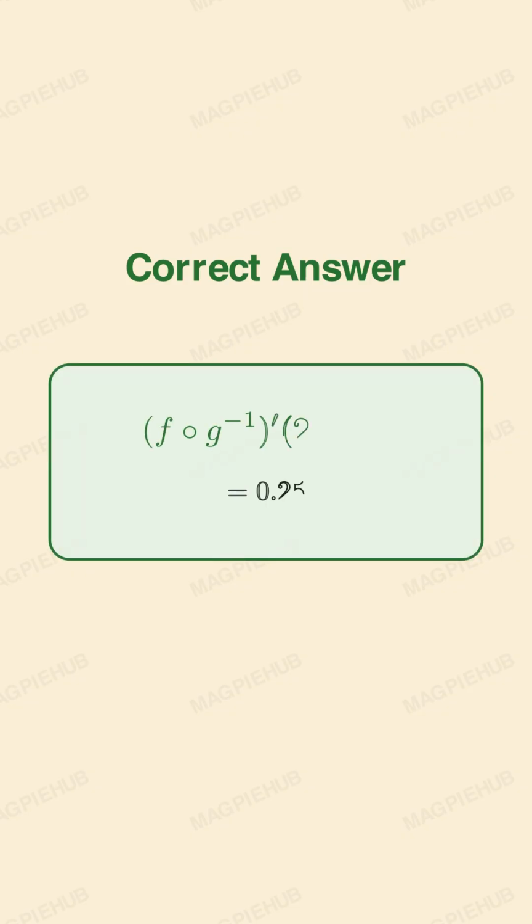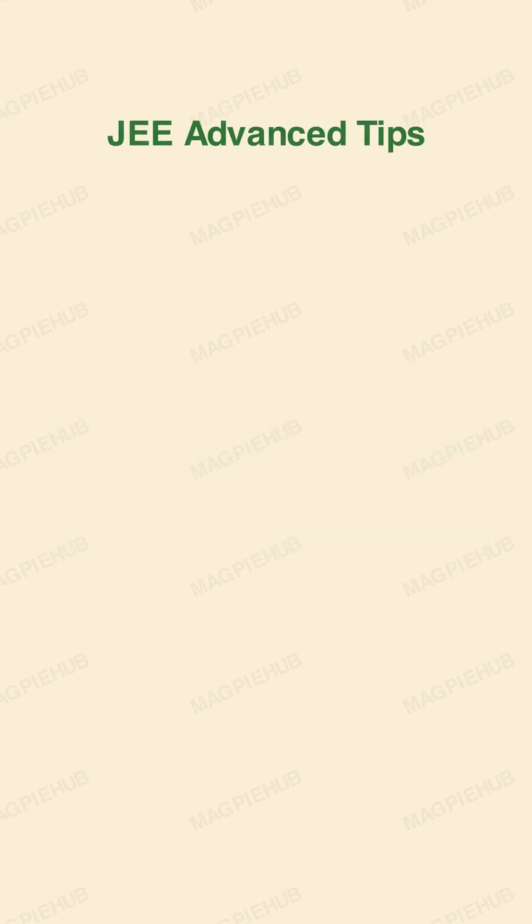The key insight is that g inverse of 2 equals 0, and both f prime at 0 and g inverse prime at 2 equal 1/2. Their product gives 1/4. Here are some exam tips.